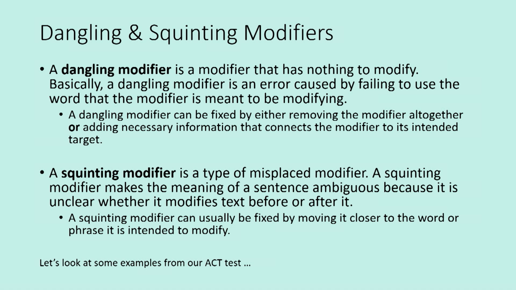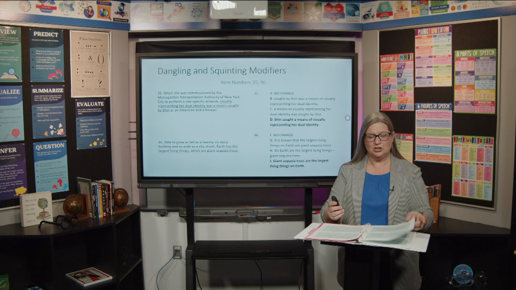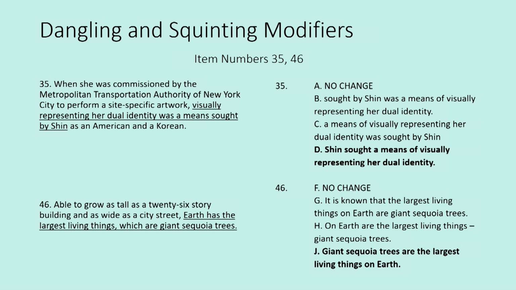You may not hear the word squinting modifier as often as you will hear dangling modifier or just modifier as a whole, but a squinting modifier is a type of misplaced modifier. It makes the meaning of a sentence ambiguous because it is unclear whether it modifies the text before it or after it. It can usually be fixed by moving it closer to the word or phrase it is intended to modify. So let's look at some examples from our ACT test. There aren't too many squinting or dangling modifiers. You see there are only 2 dangling or squinting modifiers.